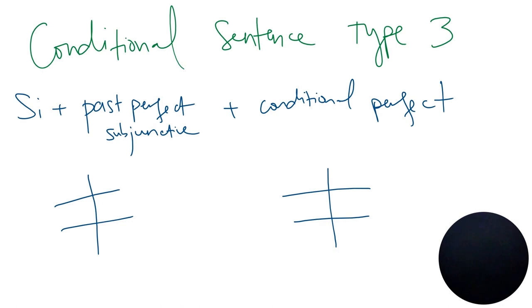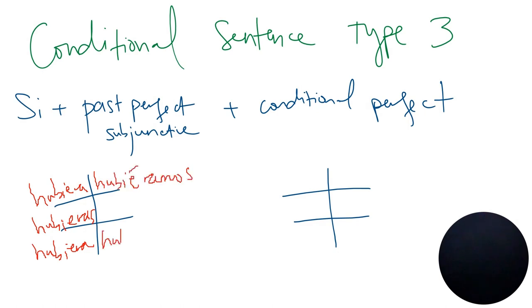So we have to remember how to form the past perfect subjunctive. Remember that perfect is always haber. So the past subjunctive of haber, hubiera. Looks like ghost writing. I don't know why. Hubieras, hubiera, hubiéramos con acento, and then hubieran. And remember, because it's haber, it's always followed by the past participle, which is normally ado or ido.